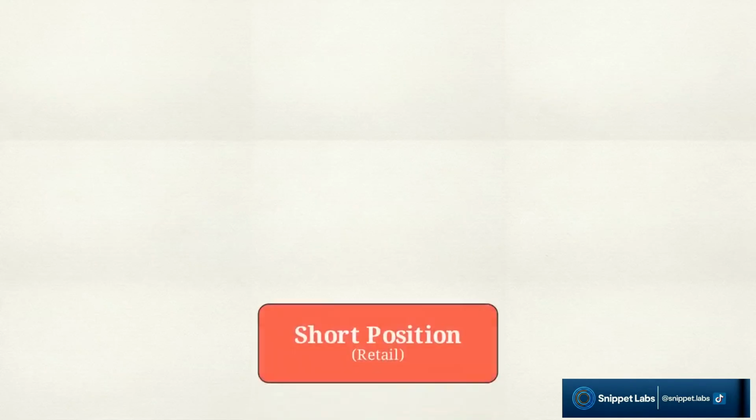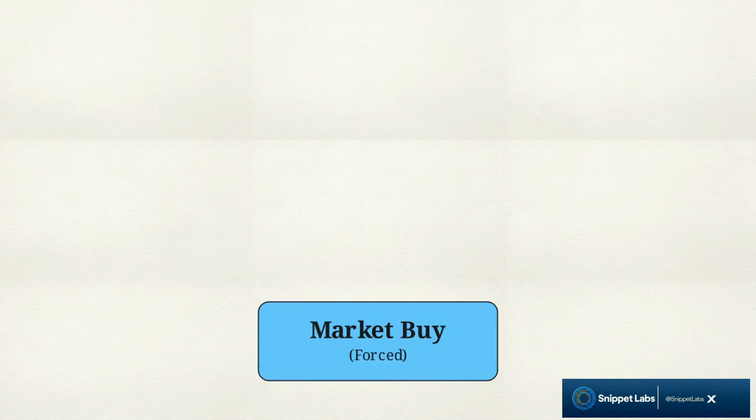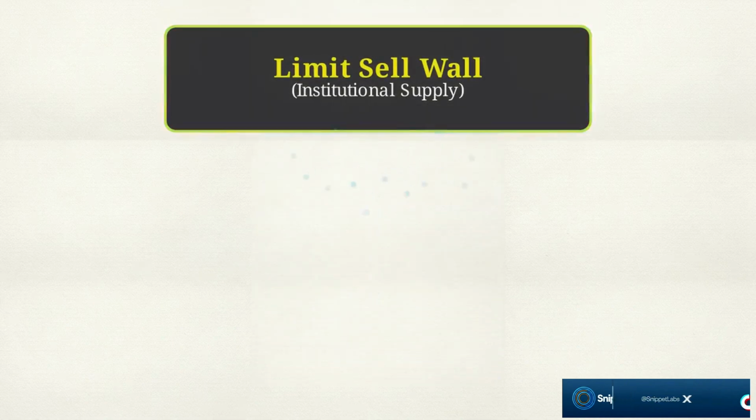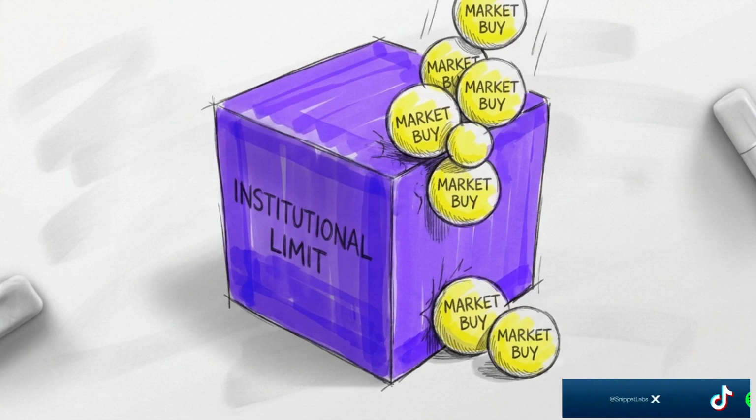When a short position is liquidated, the exchange generates an involuntary market buy order. Large entities use these zones to match those forced buys against their own limit sell orders. This provides the high-volume exit liquidity required for institutional players to offload positions without causing slippage.